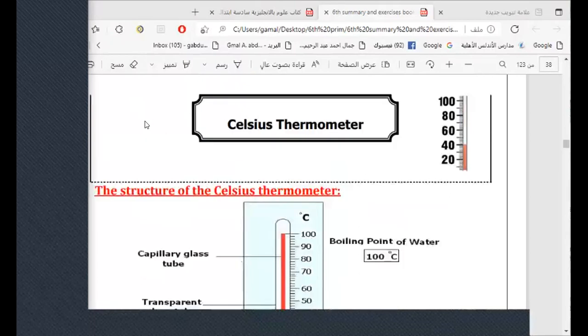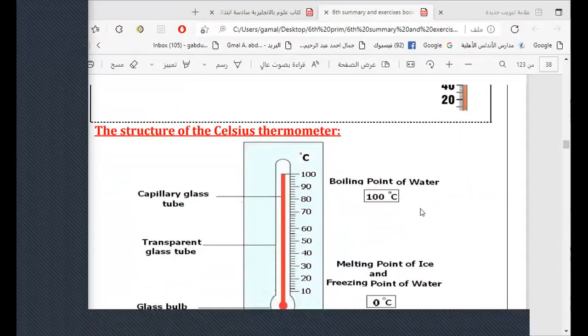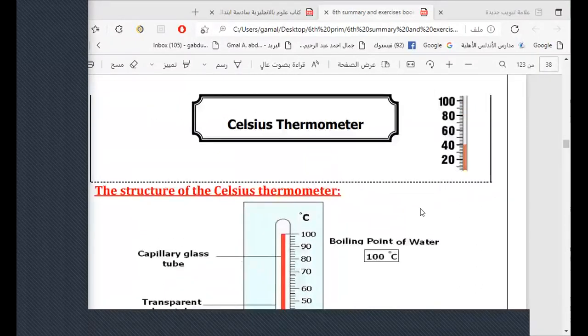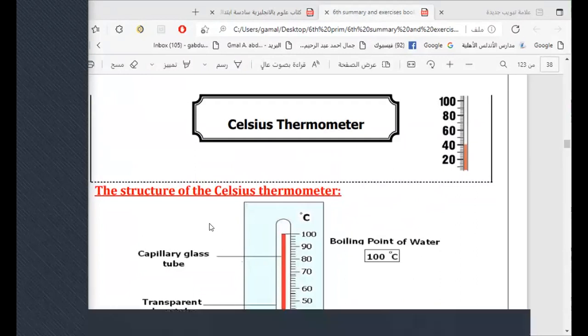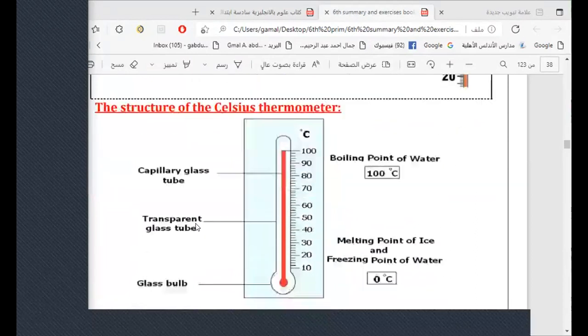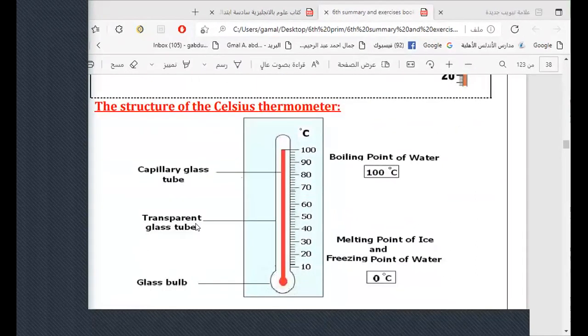The first question here, if we are going to study the Celsius thermometer: is the Celsius thermometer similar to the medical thermometer in measuring the human body? Is it used in measuring the human body temperature, or is the Celsius thermometer used in measuring something else? It is used in measuring something else.